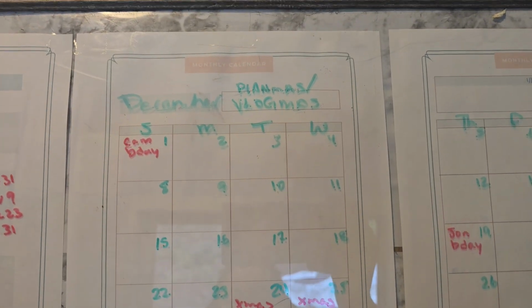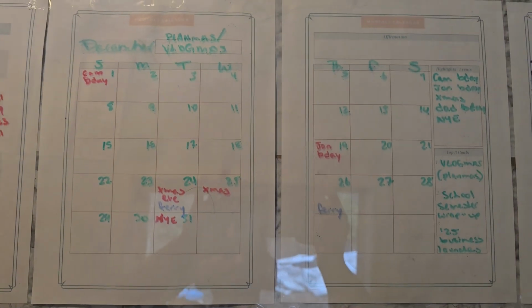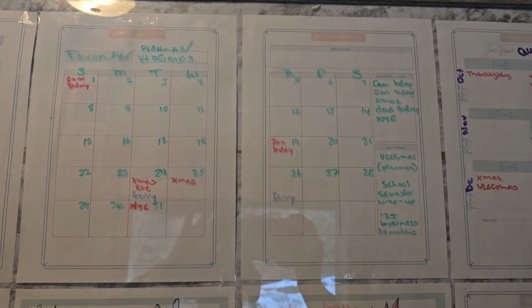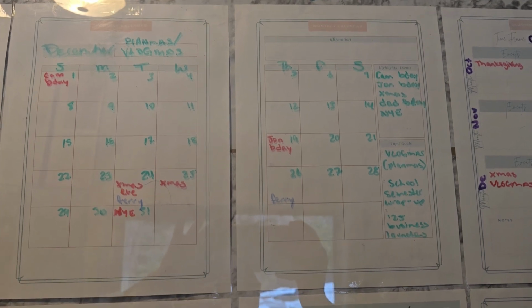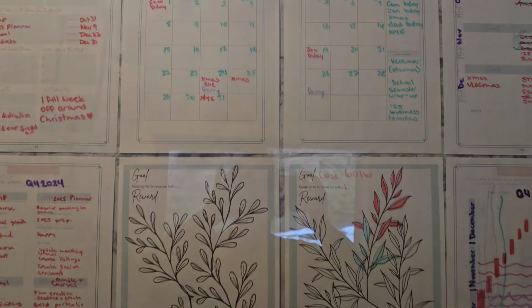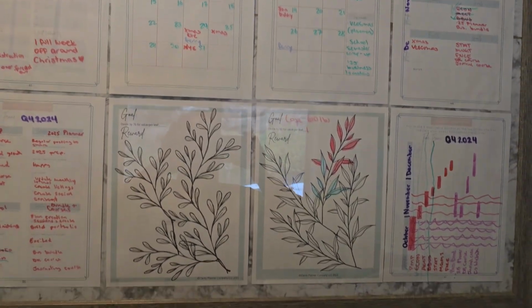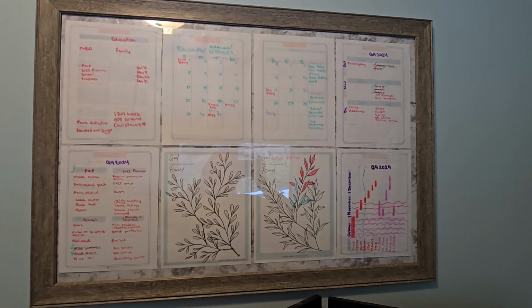So I have updated my December overview page here on my wall planning kit. This is part of my Overcome the Overwhelm planning kit that I do have on my Etsy shop. I'll link it in the description if you're interested. But basically I just pulled out some of the sheets that I wanted to have just in a frame on my wall. I'll zoom out so you can kind of see that's what it looks like.